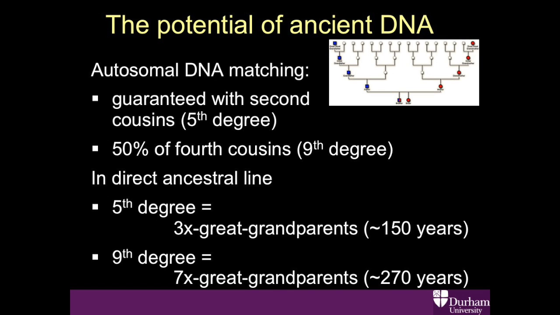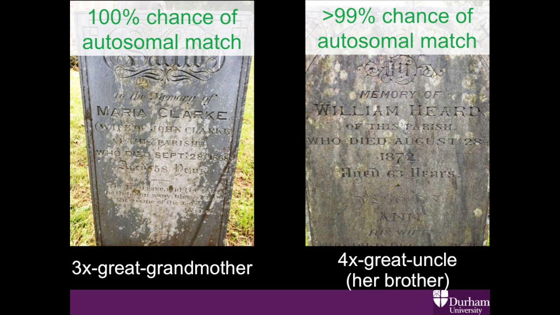But obviously, if you could locate your 3 times great grandparents, like that gravestone I just showed you with my 3 times great grandmother, you could guarantee that you share DNA with them, and if you can extract DNA, you'll get a match. You go back another 4 generations, then only half of those 7 times great grandparents will share DNA with you. So even if you could do the perfect retrieval of the skeleton and extract DNA, there's only a 50% chance you get a match with autosomal DNA. So it runs out of steam as you go back in time. Here with Maria Clark, I'd have a 100% chance of an autosomal match. With her brother, I'd have greater than 99% chance, but there would still be a small chance that it wouldn't match at all. And if I went back further generations, those numbers would go down.